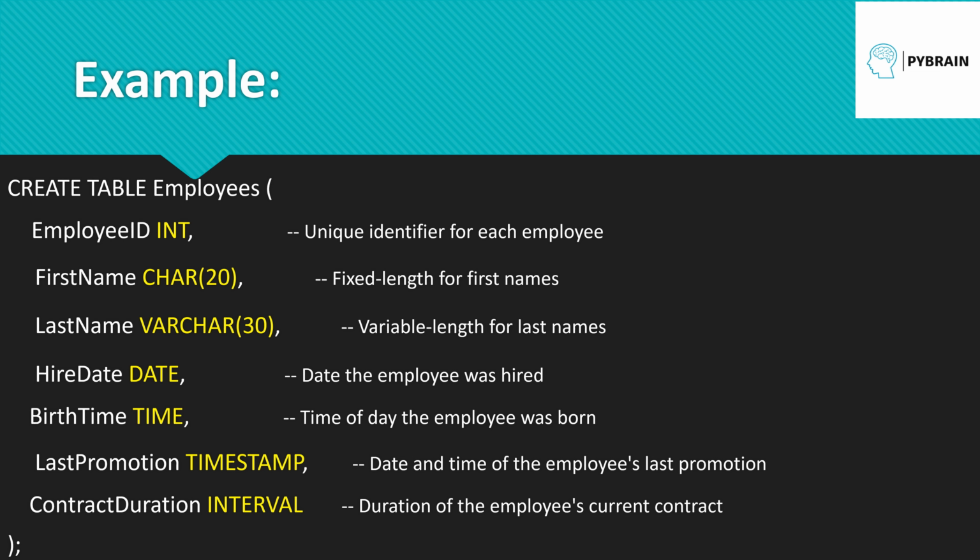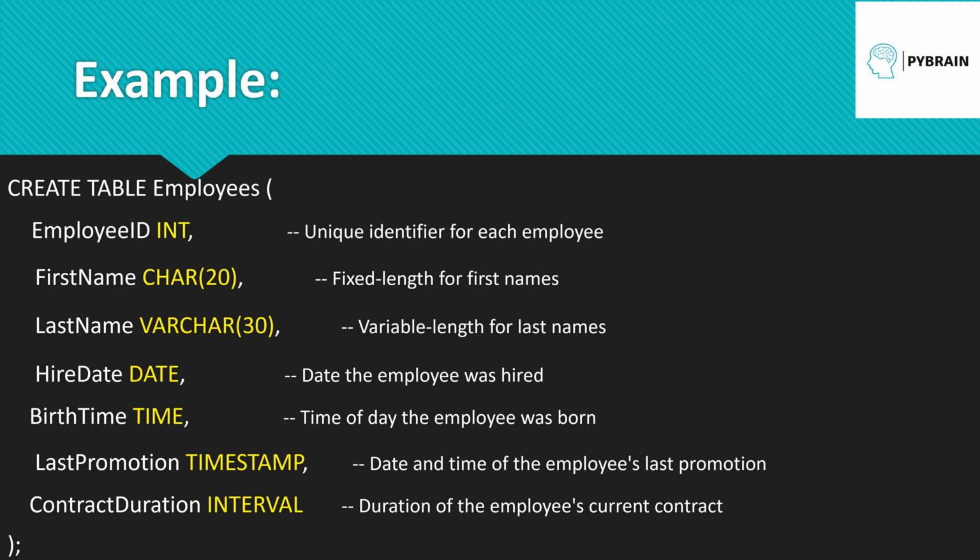Employee ID INT, a unique integer number for each employee. First name CHAR 20, stores the employee's first name with a fixed length of 20 characters. Last name VARCHAR 30, stores the employee's last name with a variable length up to 30 characters. Hire date, DATE, records the date when the employee was hired, e.g., January 15th, 2020.